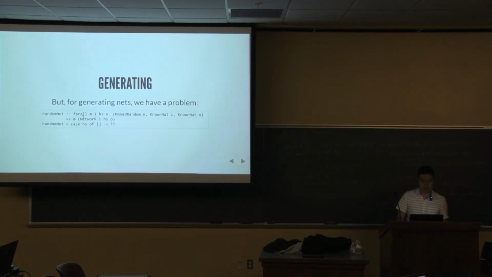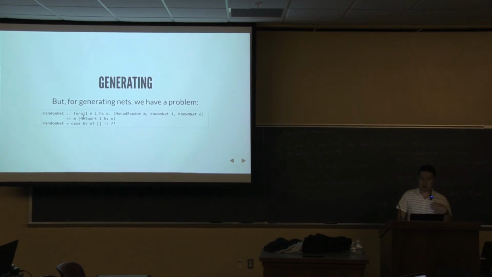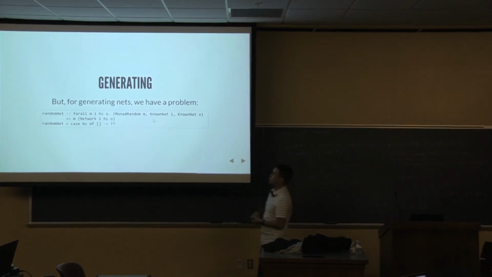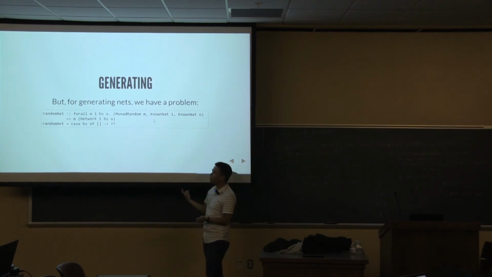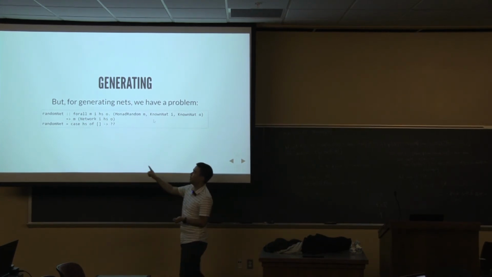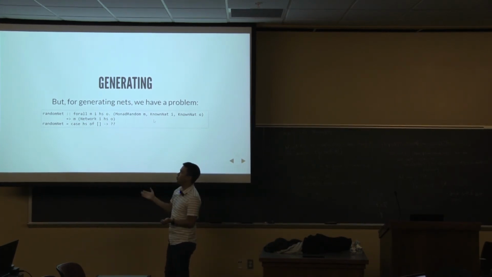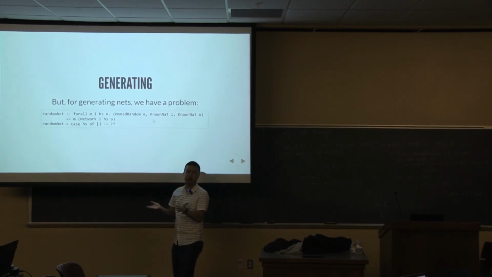And generating it, we have a problem generating it though. Because when you generate a network, the user can demand any Hs they want, right? So how do we know what inputs they want? Hs is a variable at the type level. We can't pattern match on Hs. Does everyone see the problem here?